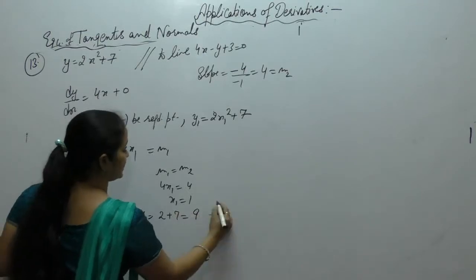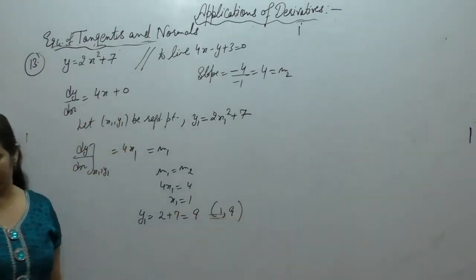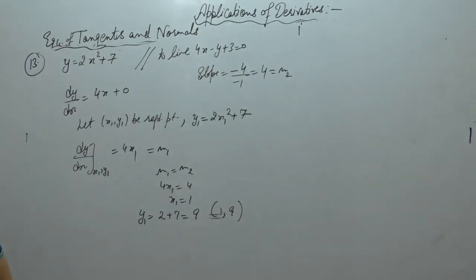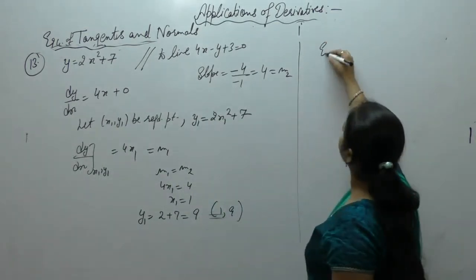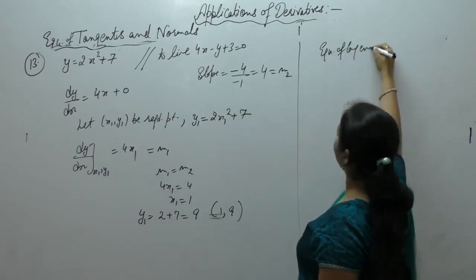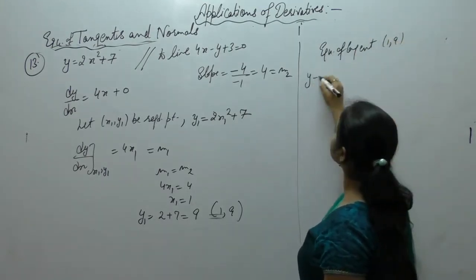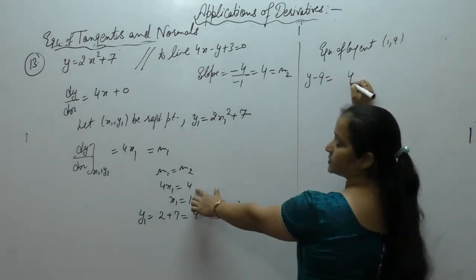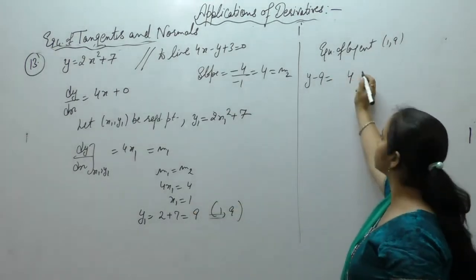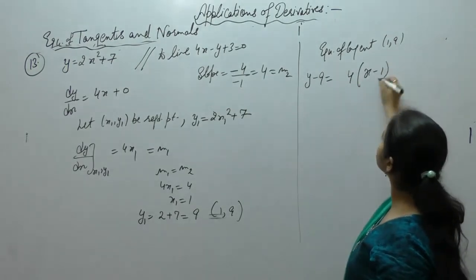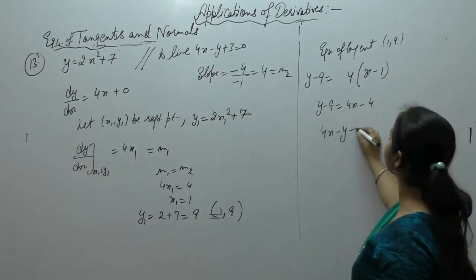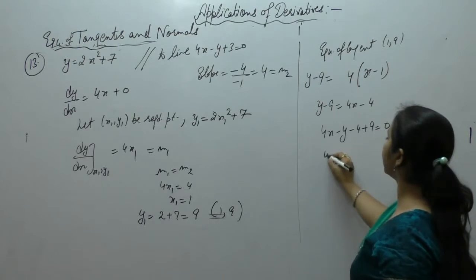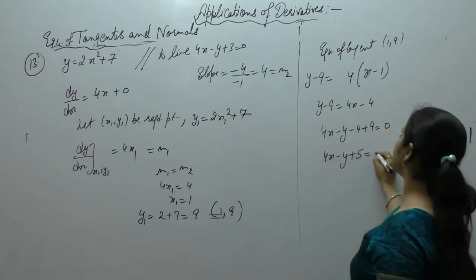x1 is 1 and y1 is 9. Now the equation of tangent passes through (1, 9): y minus y1 equals m times (x minus x1). The slope of tangent is 4x1, which equals 4. So y minus 9 is 4x minus 4, giving 4x minus y minus 4 plus 9, and 9 minus 4 is 5.